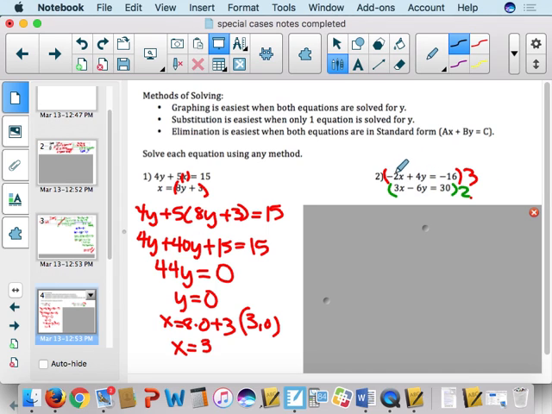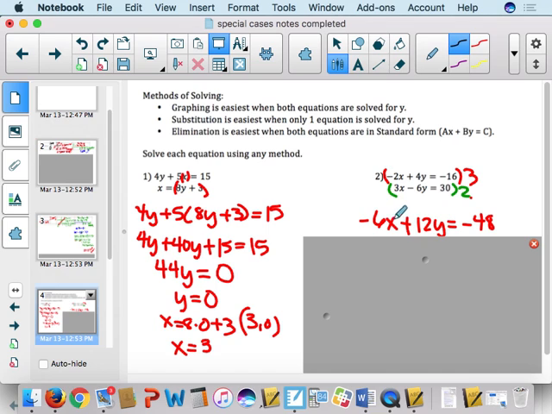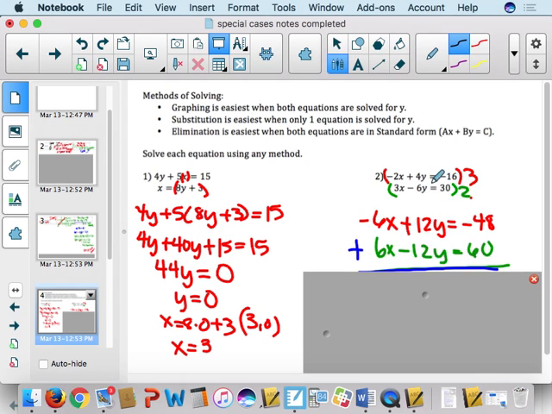So for most people, they immediately see that 2 and 3 both go into 6, and that's a pretty easy number to work with. So if we take the whole entire top equation times 3, you're going to get negative 6x plus 12y equals negative 48. We'll take the whole entire bottom equation times 2, and you're going to get positive 6x, negative 12y equals 60.